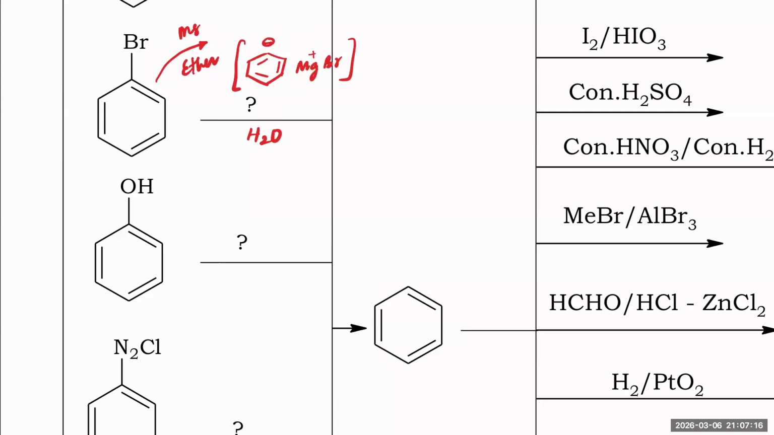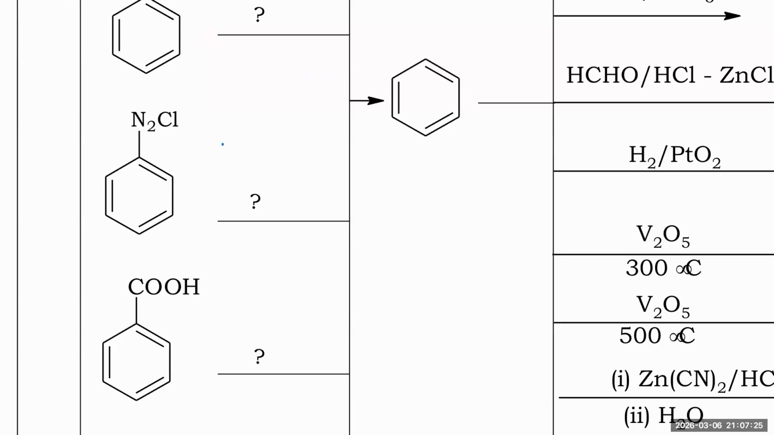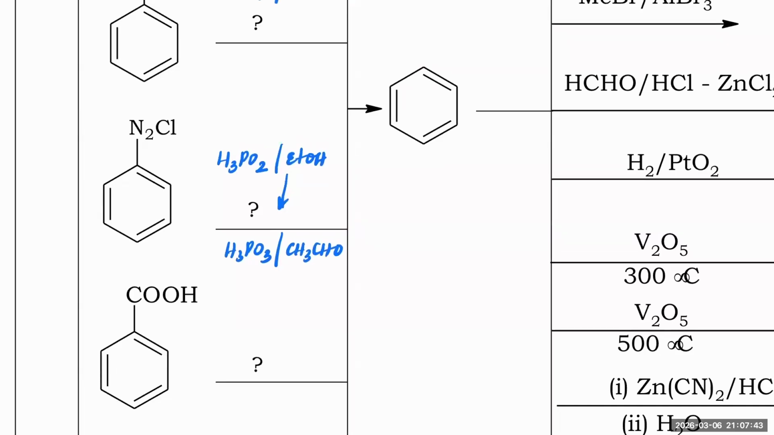Second, phenol to benzene, we have only one reaction, zinc and heat. Zinc and heat will give you benzene and ZnO. Diazonium salt to benzene, we have two reagents. One is H3PO2, or we can take ethanol. In this case, H3PO2 will convert into H3PO3 or ethanol will convert into acetaldehyde. These will get oxidized, and here N2 gas will go away and hydrogen will come here. That's how we can get benzene.